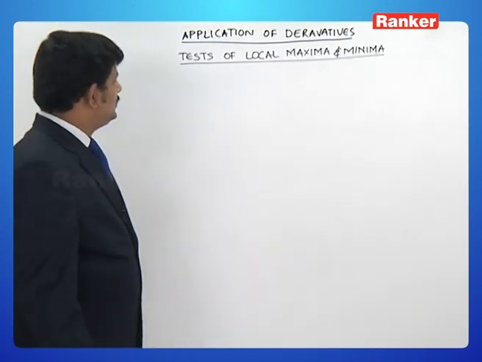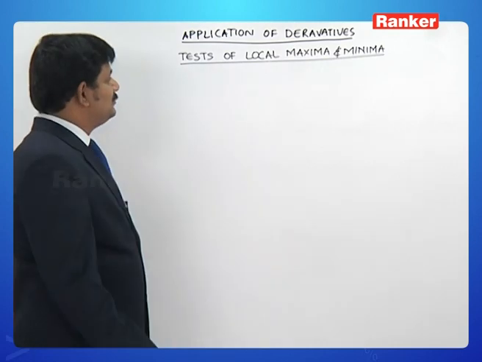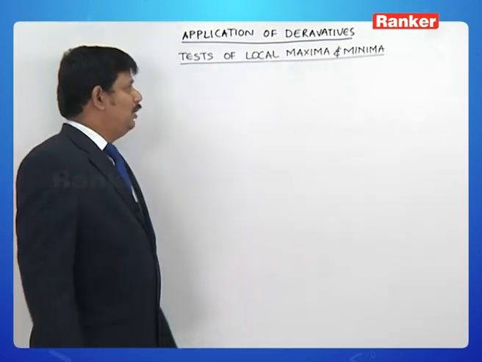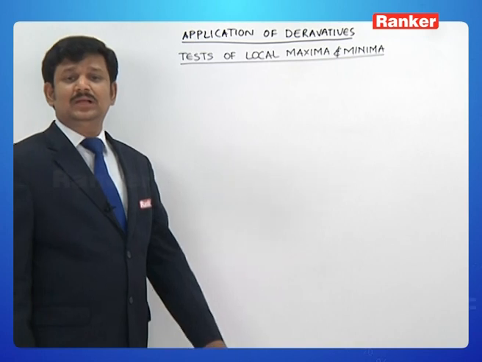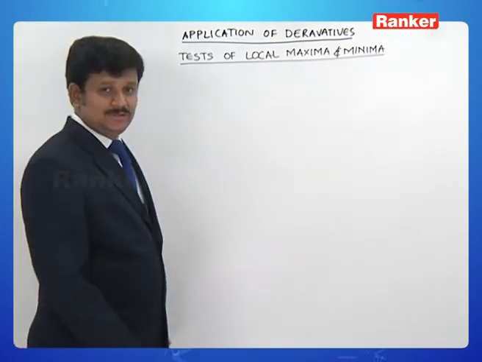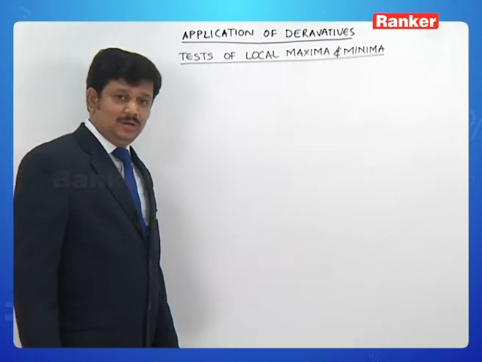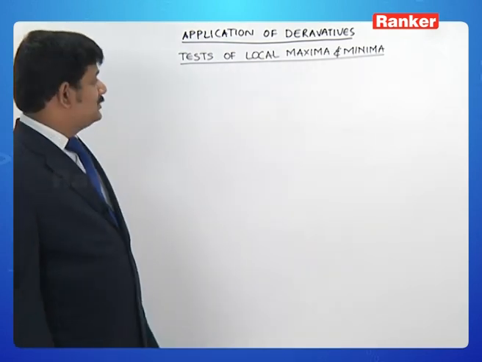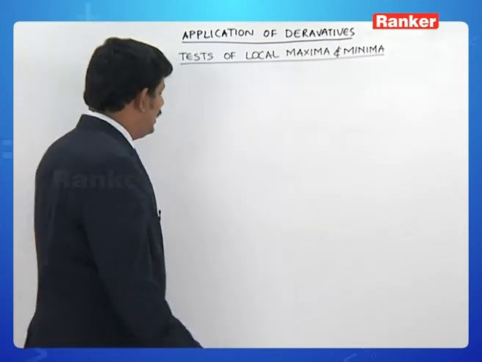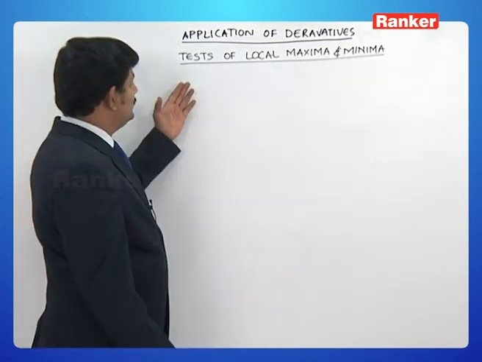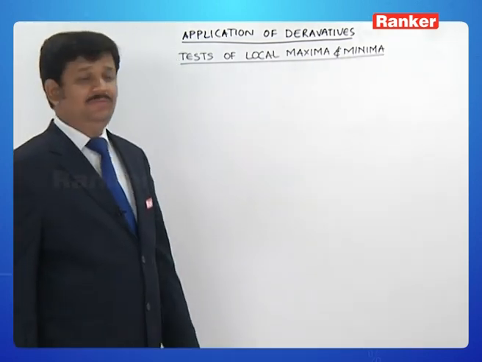Now, let us see the tests for local maxima and local minima. We discussed that local maxima and local minima, if at all they occur, occur at critical points, but at the critical point whether an extremum occurs or not, and if it occurs, whether it is a maxima or a minima, as of now we do not know how to find. These tests of local maxima and local minima will help us.